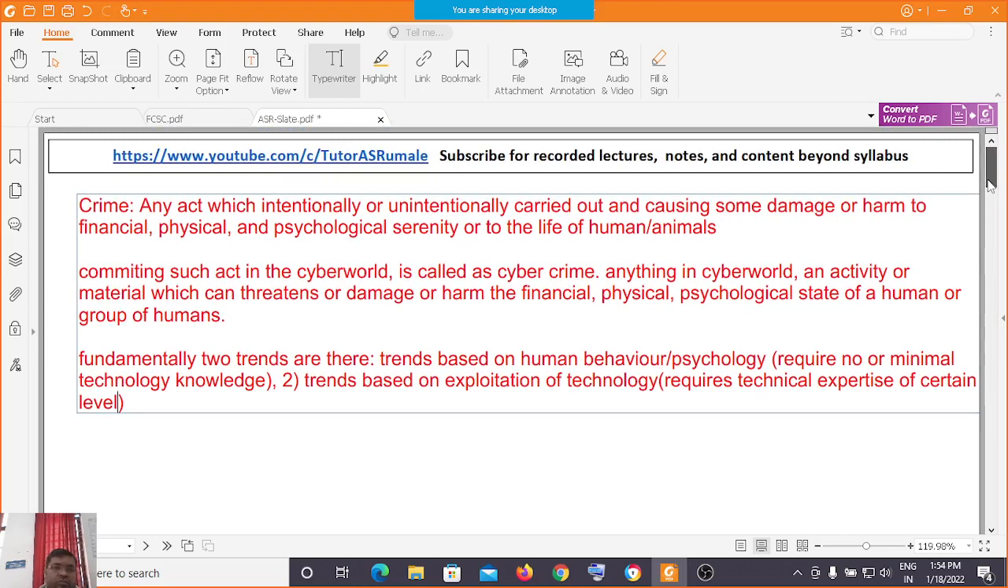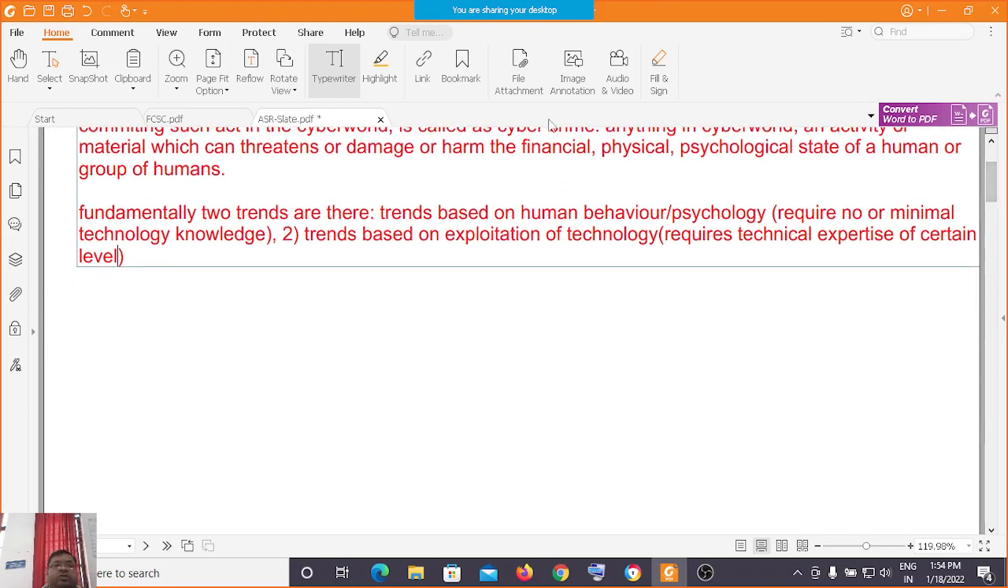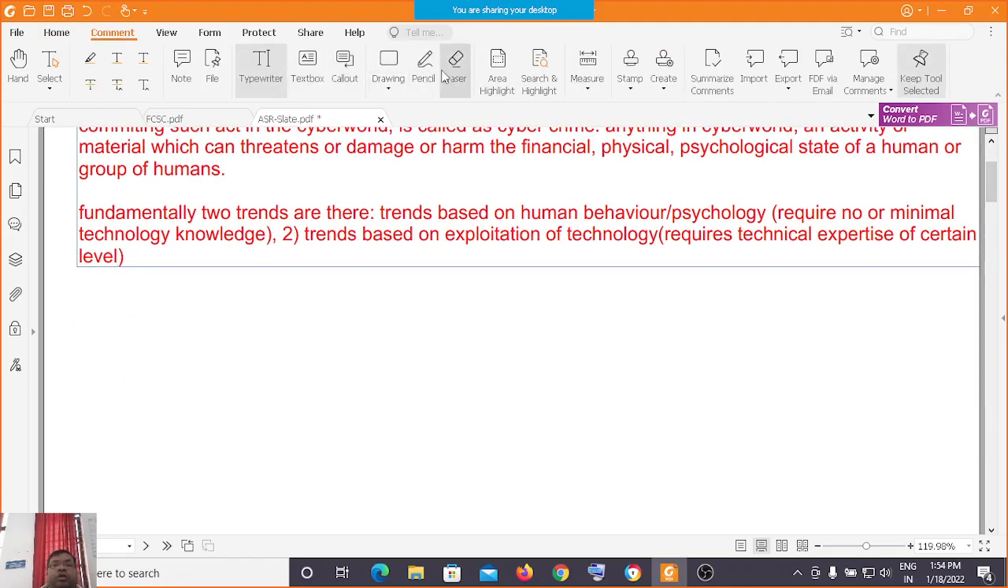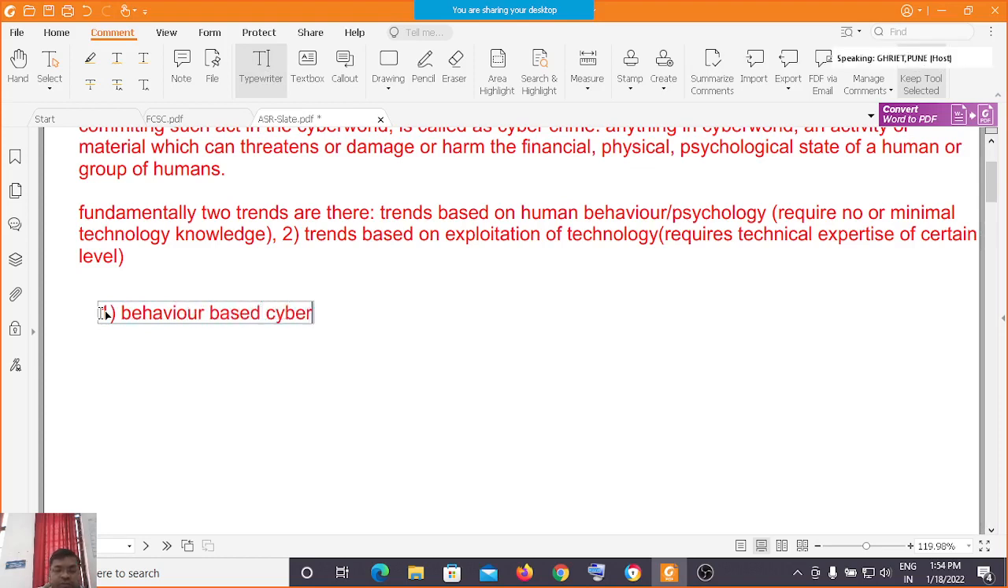Here you have these two fundamental trends. Let's see what these two trends are. For the first trend, we are looking at behavior-based cybercrimes. What is behavior? We all like to get appreciated. If someone hurts you or someone challenges you, you generally go on doing something in response. These are the behavior-based cybercrimes.